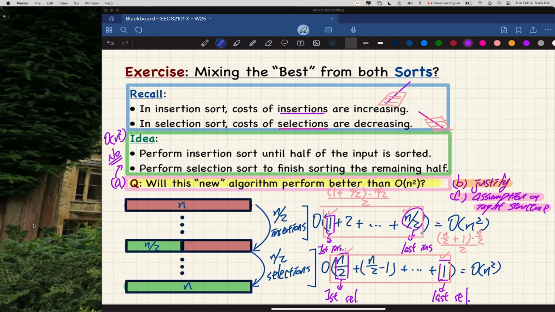So if we try to sum them up together, big O of n squared plus n squared, and this will be the insertion, this will be selection, we'll still get n squared.